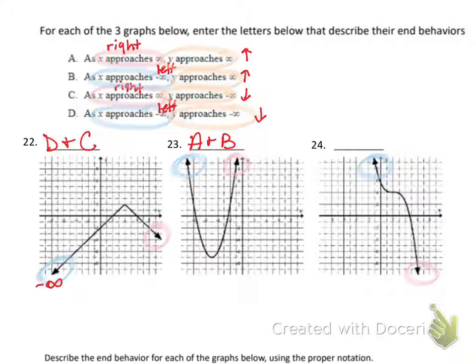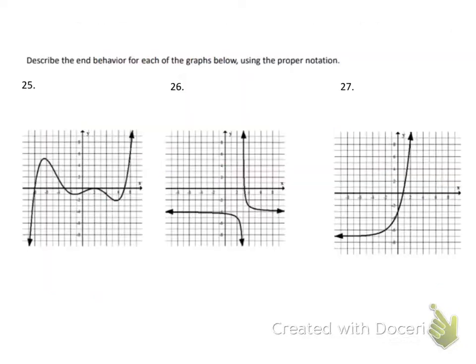And then 24, the left side, so on the negative side, it's going up. So I'm looking at B here. Left side is going up. And then the right side is going down. So that looks like D. Okay. Then we have ones that we have to write ourselves on the next page.